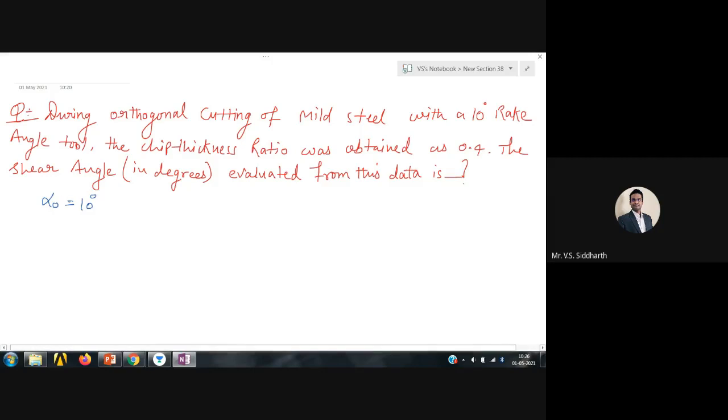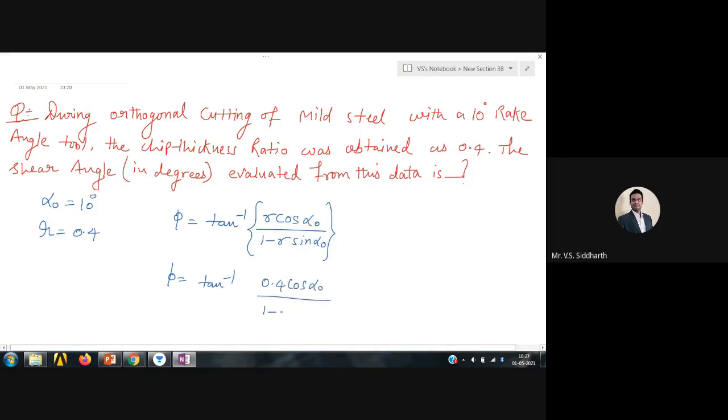Orthogonal turning, rake angle is given, chip thickness ratio is given, that is small r is given as 0.4. The shear angle is asked. So phi equals tan inverse of r cos alpha naught by 1 minus r sin alpha naught. So phi equals tan inverse of 0.4 cos alpha naught by 1 minus 0.4 sin alpha naught.